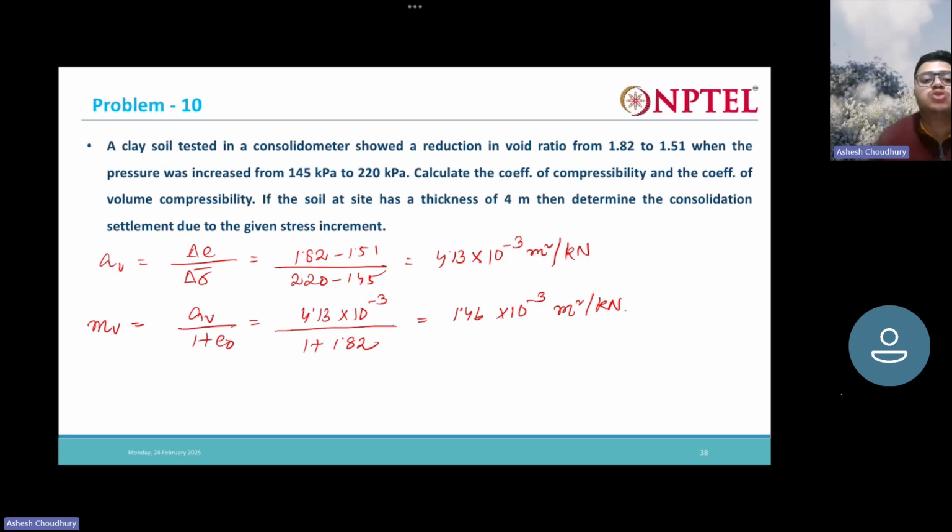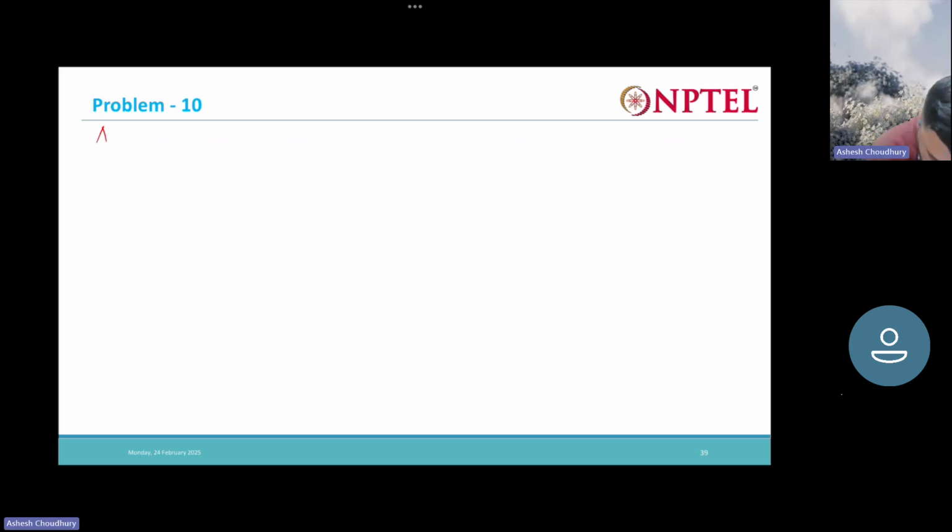Now we need to find out the consolidation settlement. Right. Now, how to find out the consolidation settlement? Now, CC, we do not need coefficient of compression and all those things. If we can find out MV, we can also directly find out the settlement using the coefficient of volume compressibility. How? You know, delta H, we already did this exercise.